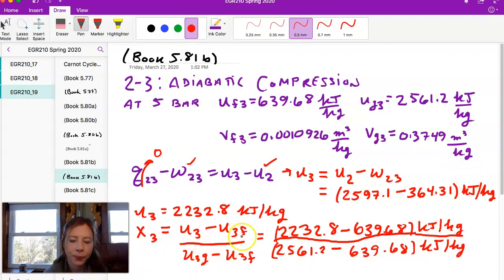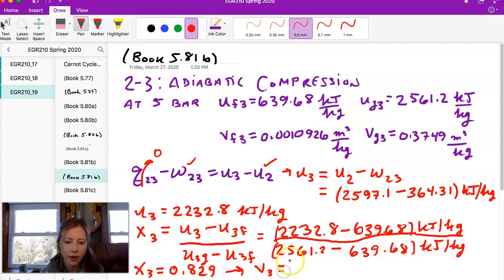And so, in this case, we know that X is going to be 0.829, and V then is going to be 1 minus X sub 3 times V sub F3 plus X sub 3 times V sub G3. And so we end up with ultimately 0.311 meters cubed per kilogram.